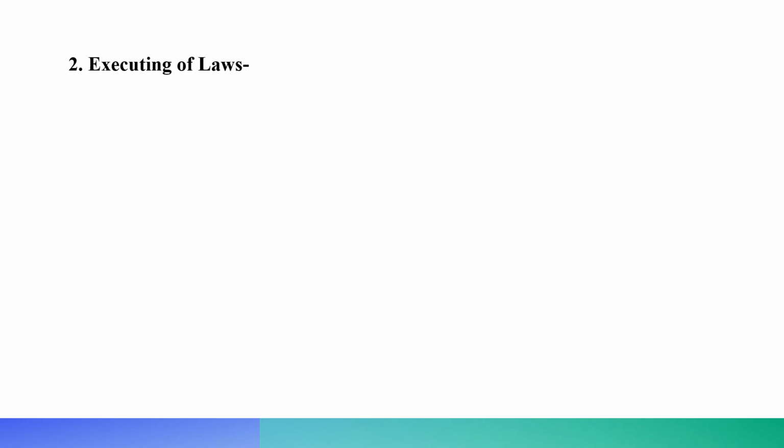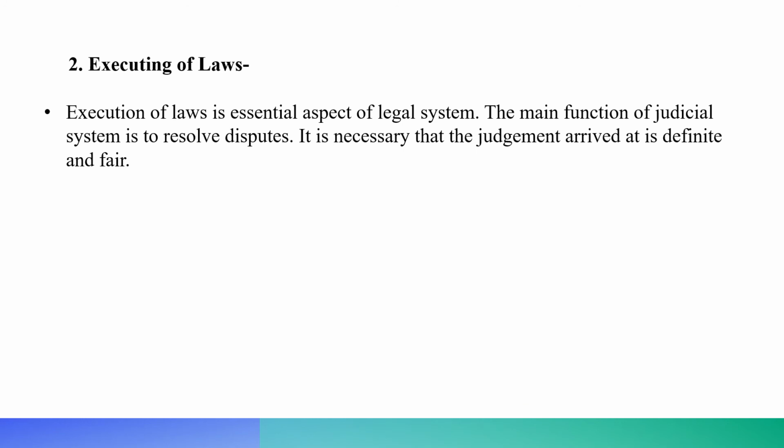Now we come to executing of laws. While enforcing these laws on others, what care the lawyer has to take. Execution of laws is an essential aspect of the legal system, and the main function of the judicial system is to resolve disputes. That we already know, that parties approach the lawyers to resolve the disputes, and it is necessary that they are given a judgment which is definite and very fair to both the parties, and can be accepted by both the parties.